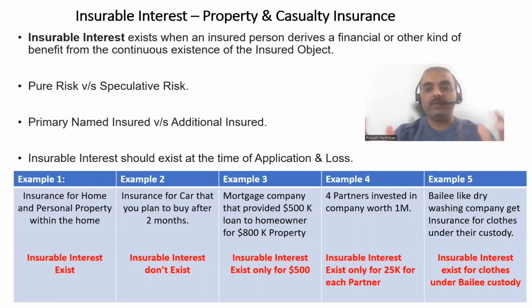Fourth example, four people joined together and they formed a company which is worth 1 million and then they got an insurance policy. Then each partner will have insurable interest only for 250k. The fifth example, a bailee, which means a dry cleaning company that has got your clothes for dry cleaning, has insurable interest because if something happens to your clothes, they have some financial obligations. So these are the quick examples I would like to go through.